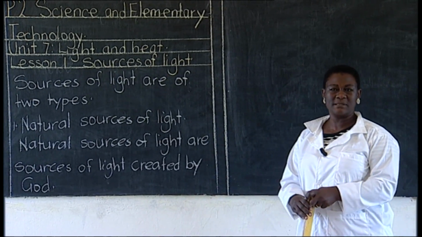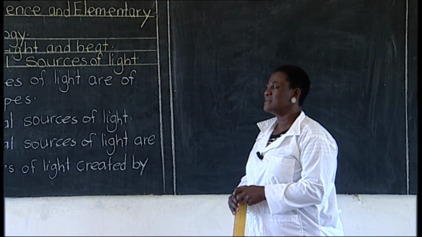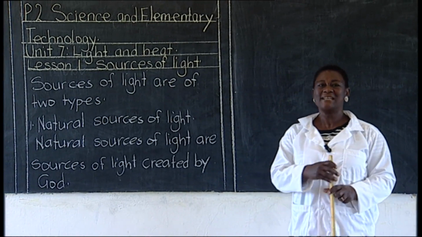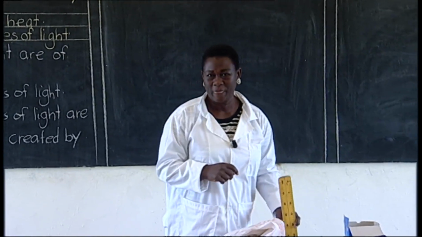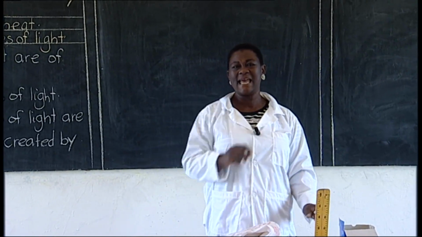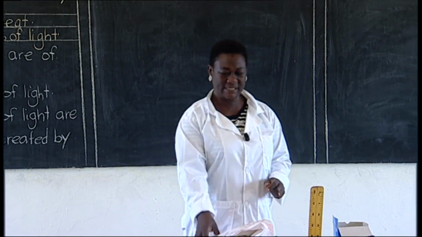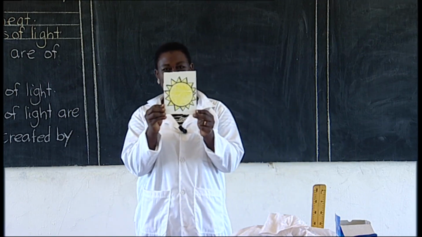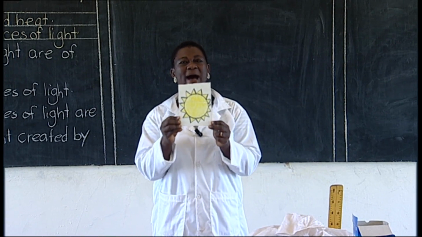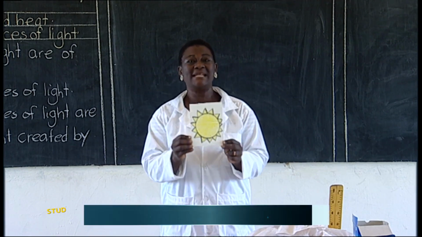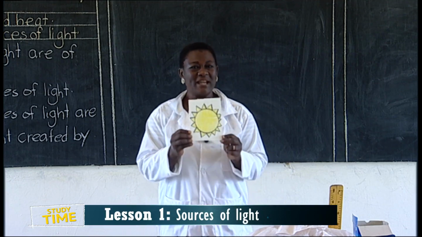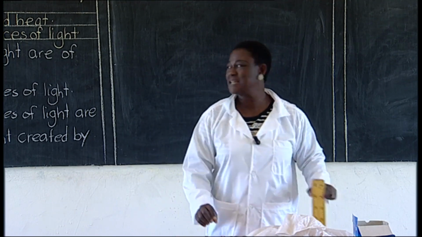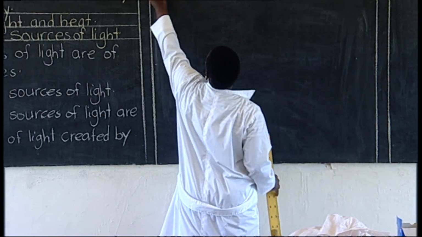And we have examples. Like now, when you look outside, the one which is providing us with light is the sun. It is very, very far. Every morning we see it when it is in the east, and in the evening we see it when it is in the west. But here I have at least the picture of it, the sun. This one was created by God, and it provides us with light during the day. So it's an example of a natural source of light.